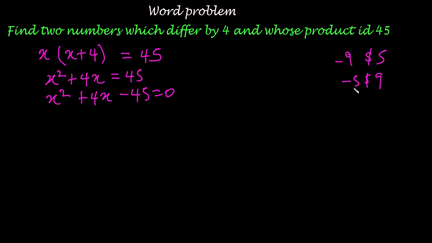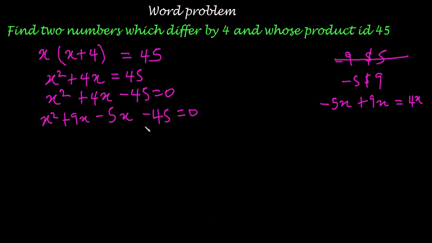So let's take a look at this. Minus 5 times 9 will give us minus 45. Minus 5 plus 9 will give us plus 4. So we are going to neglect the other. So instead, we are going to say minus 5x plus 9x is going to give us 4x. So now let's come back here. Anywhere we see 4x, we write minus 5x plus 9x, or 9x minus 5x, any one that you like. But I'm going to write x squared plus 9x minus 5x minus 45 is equal to 0.